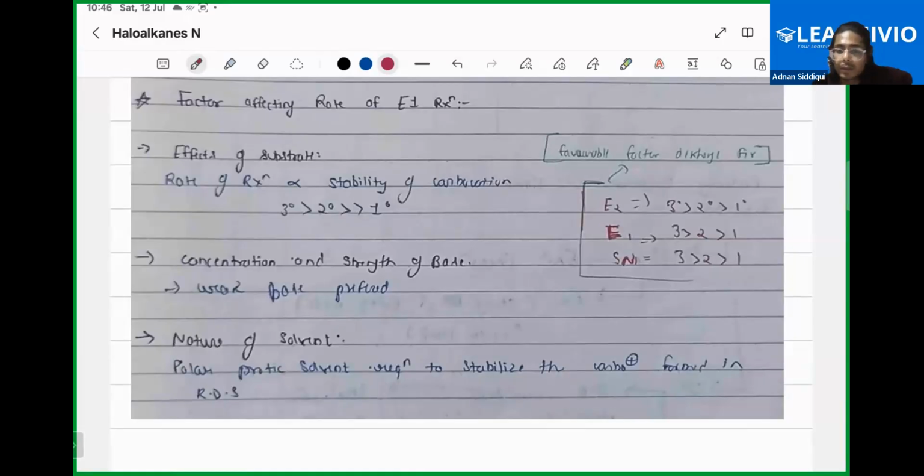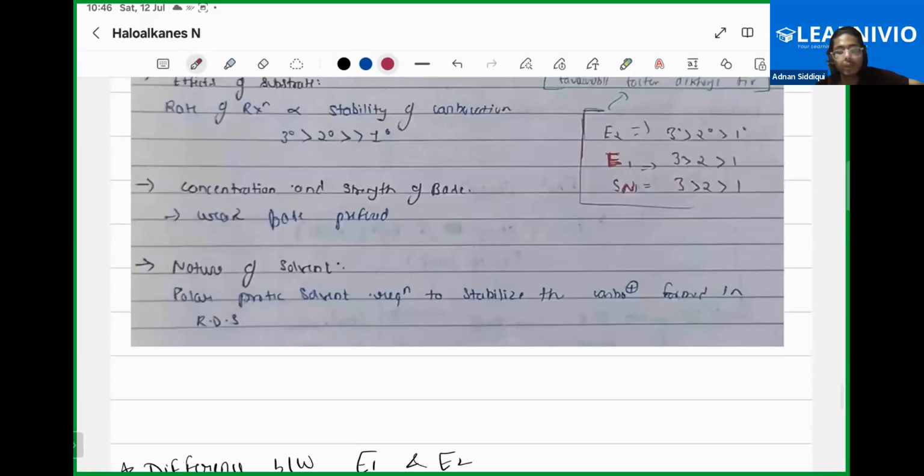So, concentration and strength of base: a weak base will be preferred, because like in the order we saw, base concentration is not important for the rate of the reaction, right? So we will prefer a weak base, similar to our SN1. The nature of solvent is important. Polar protic solvent will be required because carbocation needs to be stabilized. Carbocation is produced in the rate determining step, same as SN1.